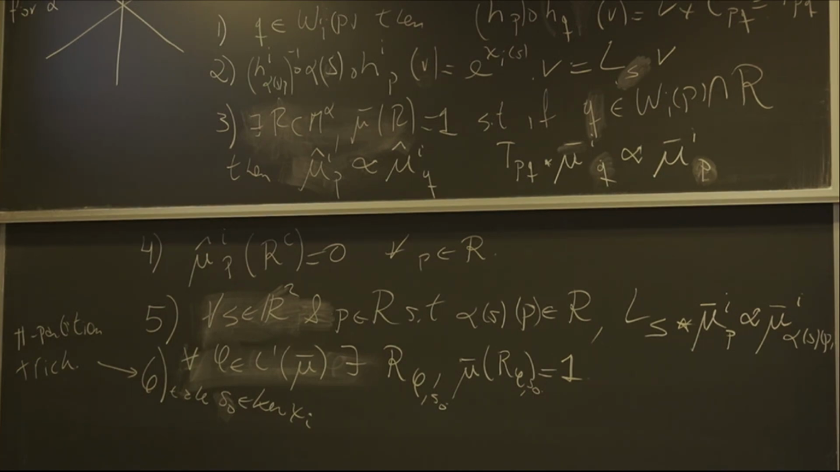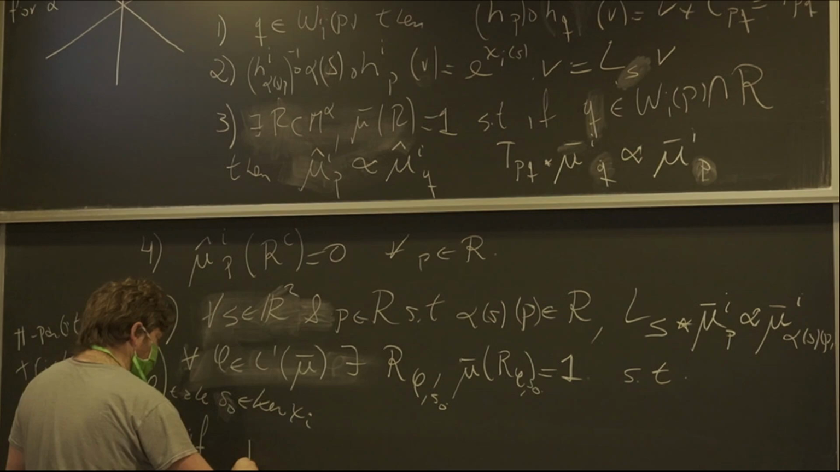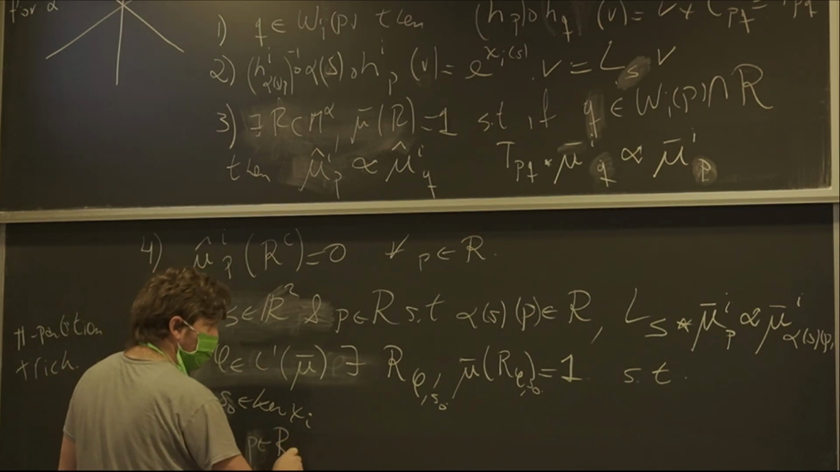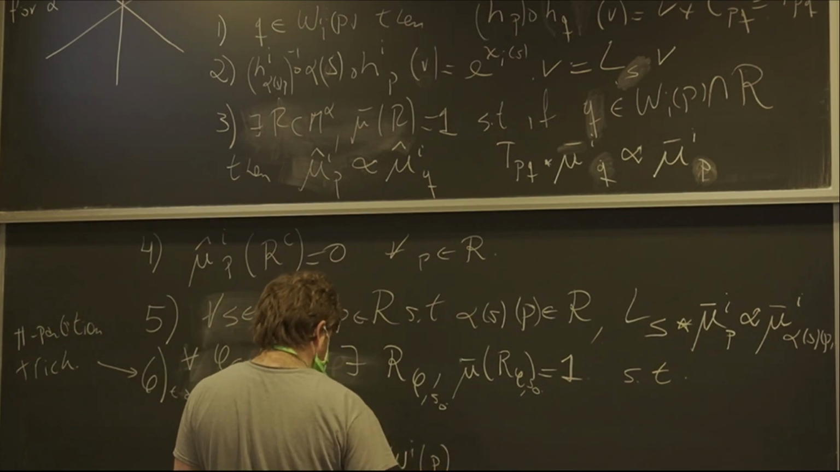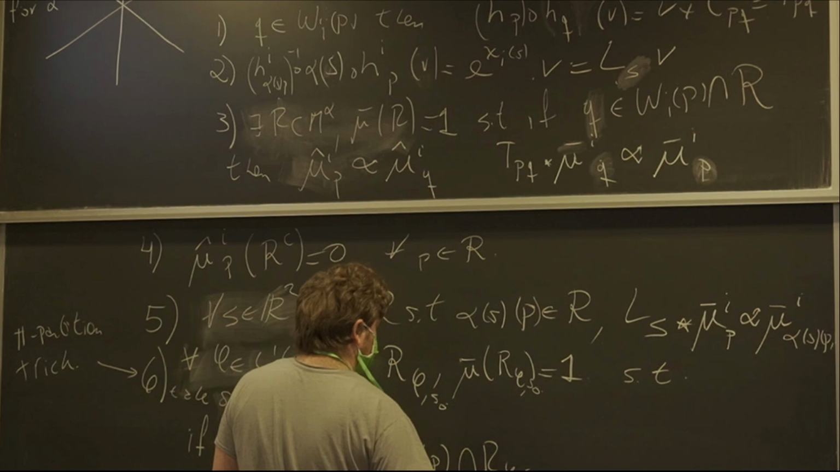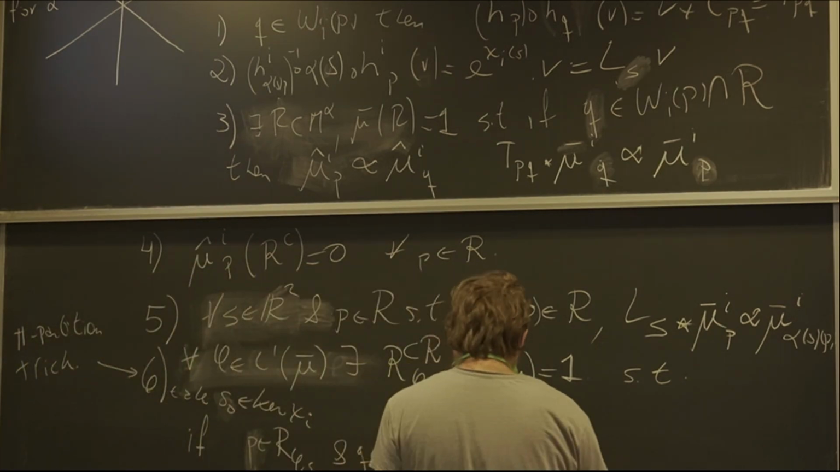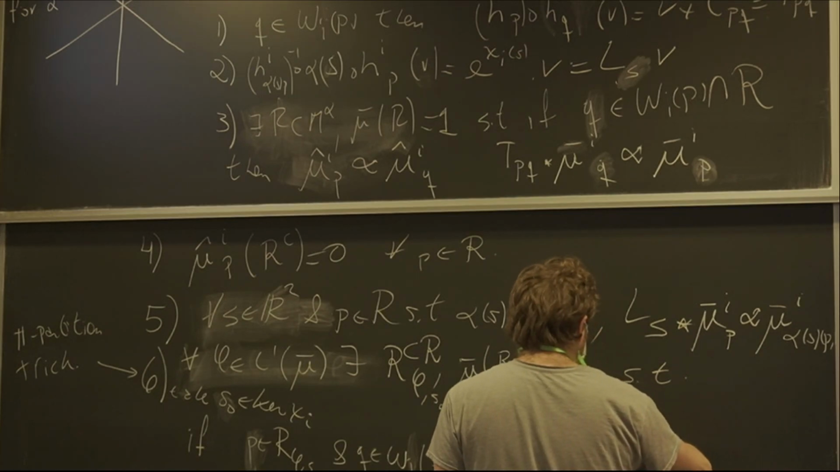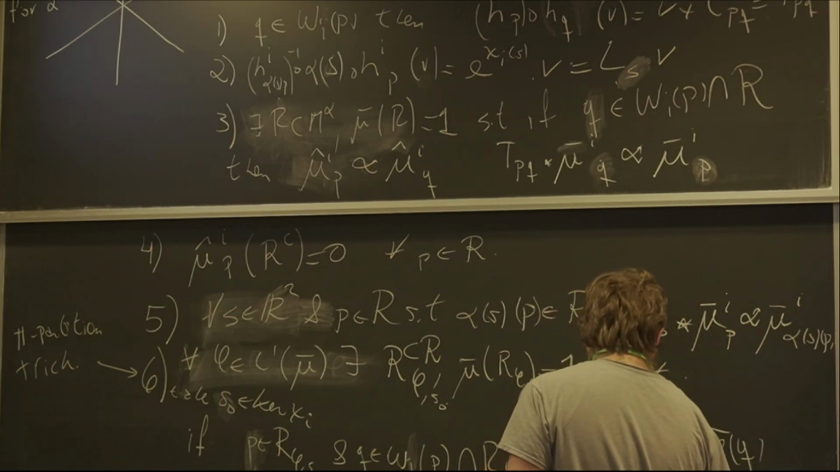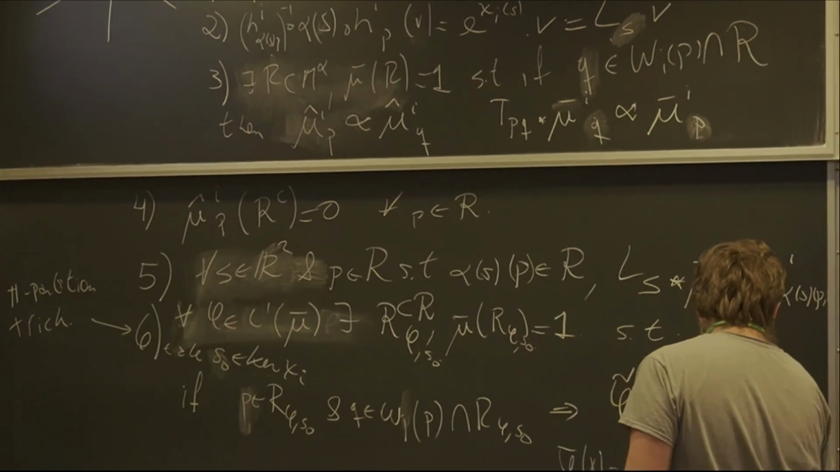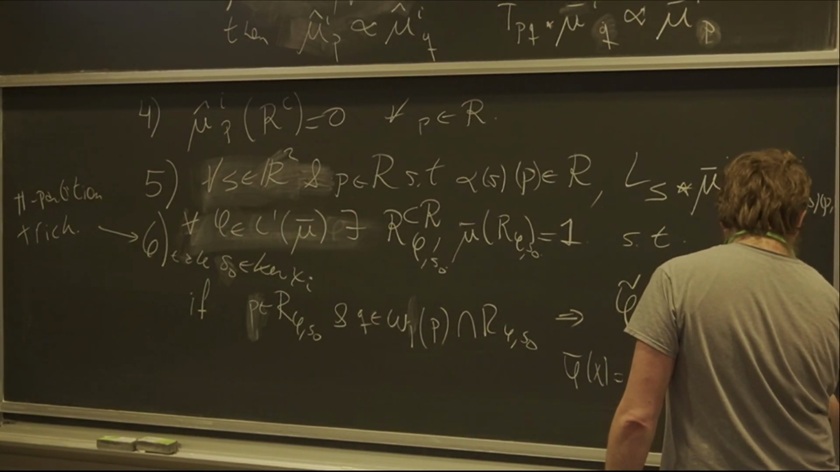So I have this set of measures such that if P belongs to this guy and Q belongs to this guy, and I actually can assume this guy is inside the previous R, then phi tilde of P equals phi tilde of Q, where phi tilde of X is the limit of 1 over n sum from 0 to n minus 1 of phi on alpha k s naught of X.